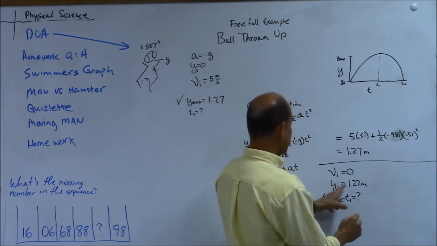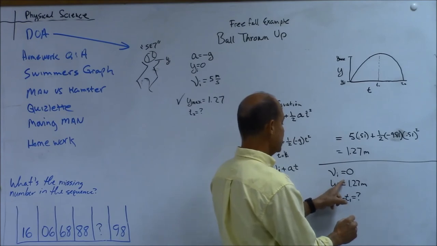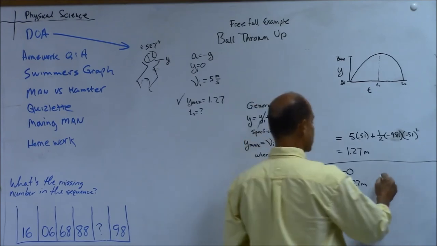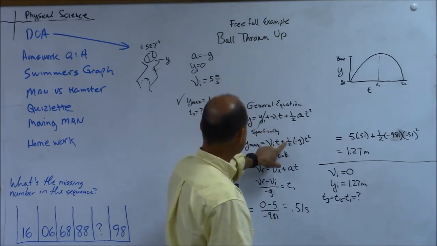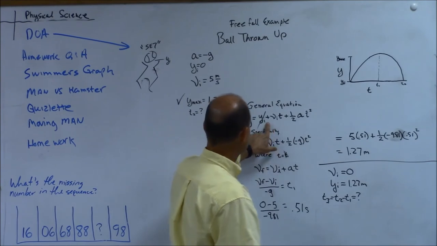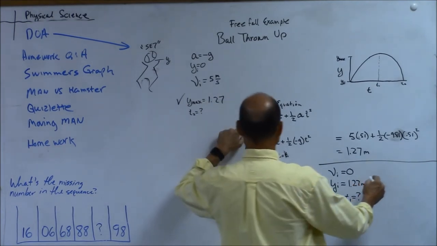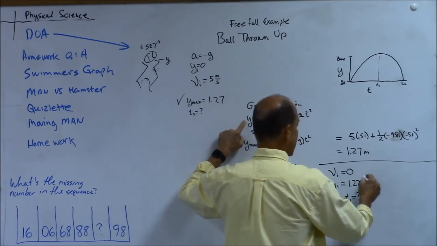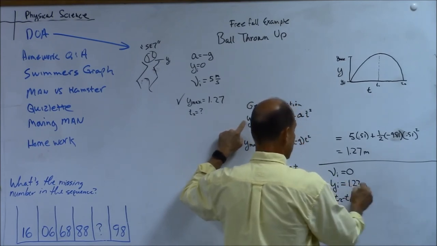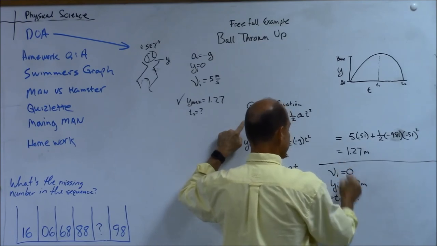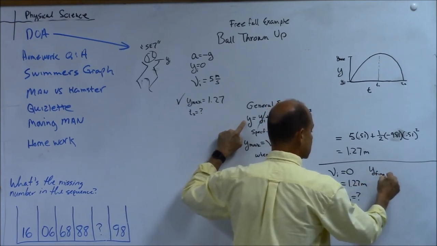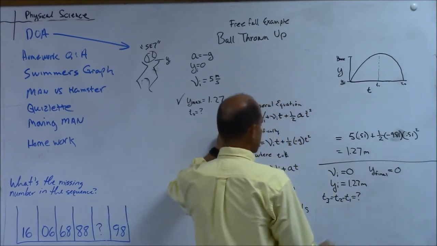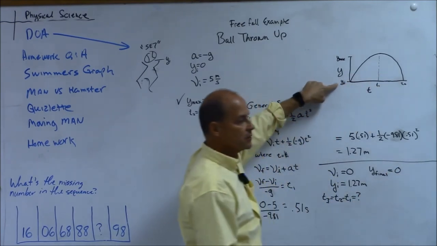But we'll figure that out. We know our initial velocity. Would we go back to this position equation? I think we're going to have to use this one. One more thing: when we hit the ground, when we come back to where we started, our y final is going to be 0, because it came back down to where it started.